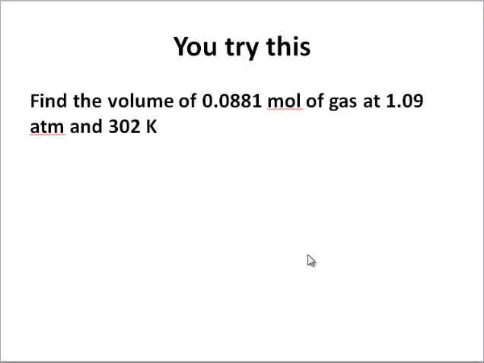You try this one quickly. Find the volume of 0.000881 moles of gas at 1.09 atmospheres and 302 Kelvin. Stop the presentation and calculate the answer before moving on.